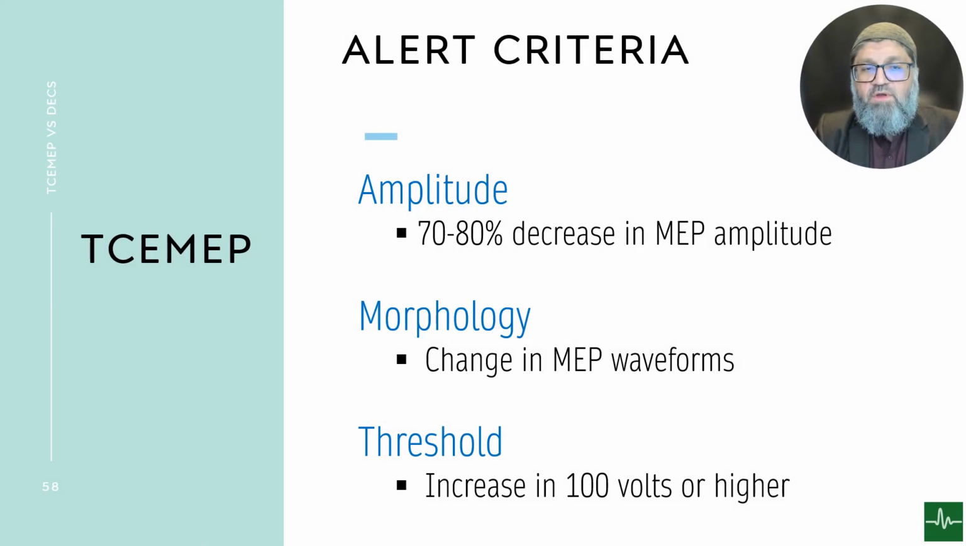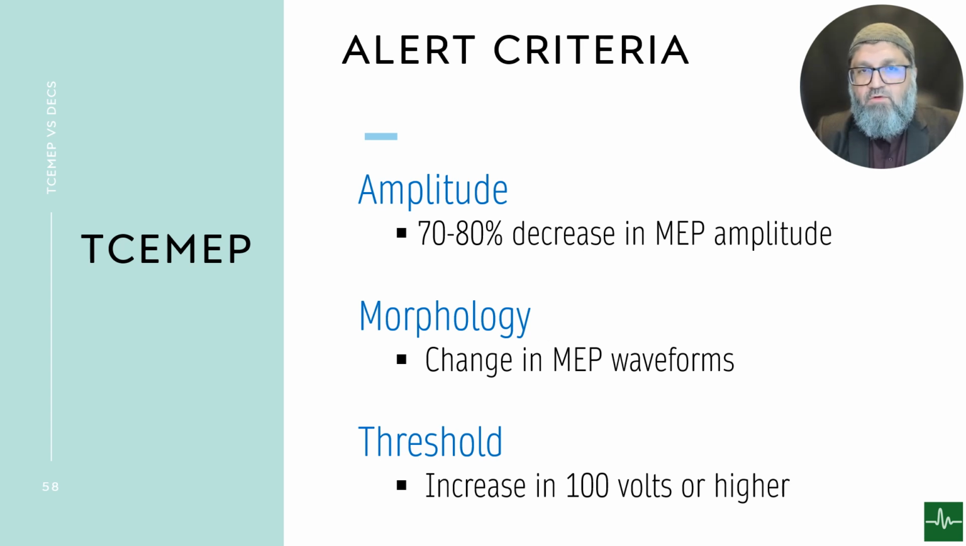Now the very important part is the alert criteria. What is the alert criteria where we can say, okay, there's a change? The alert criteria is very similar for both transcranial motor evoked potentials and direct cortical motor evoked potentials, but a little bit different. For TceMEP, we are looking at three things: amplitude, morphology, and threshold of the response. We don't use a 50% drop in amplitude for transcranial motor evoked potentials because there's too much fluctuation in the TceMEP response, and if you use the 50% criterion, we will have a lot of false positives.